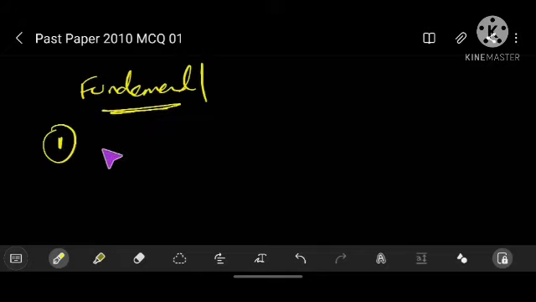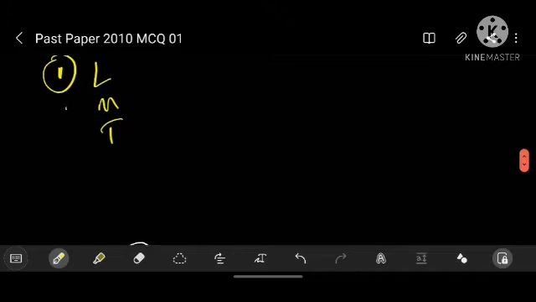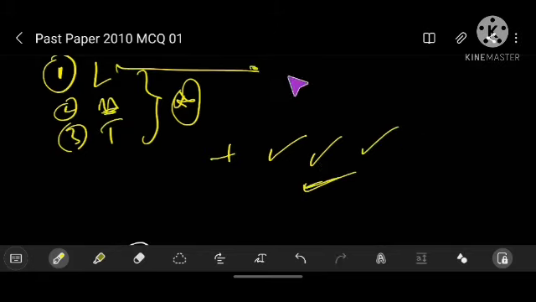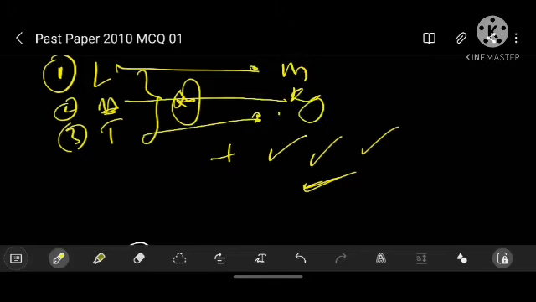So the fundamental quantities are basically length, mass, time. Additionally, we have electric current, temperature, intensity of light, quantity of substance. For length the unit is meter, for mass the unit is kilogram, for time the unit is second.